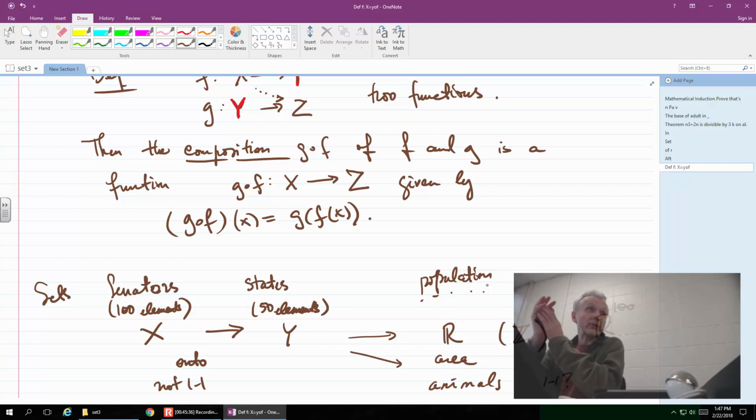Or animals. If senators wear a button of the state bird on the suit, then that would be a function from senators to birds or animals. So all kinds of functions might appear.